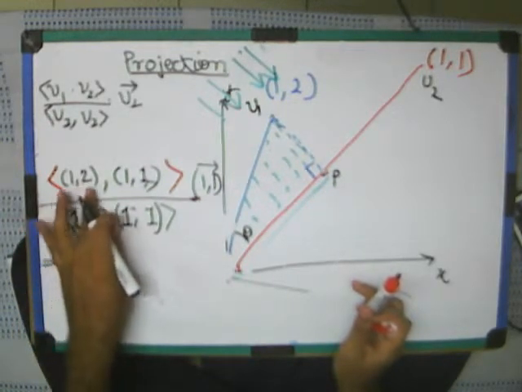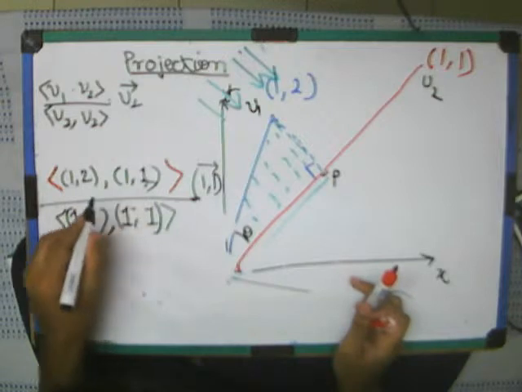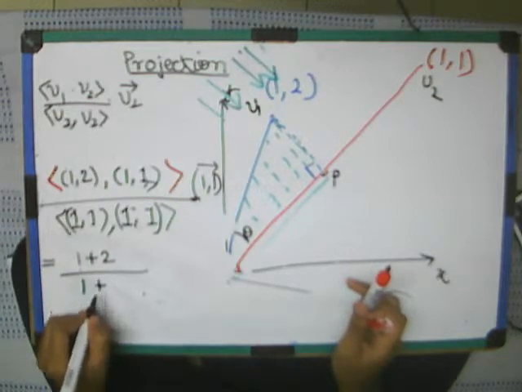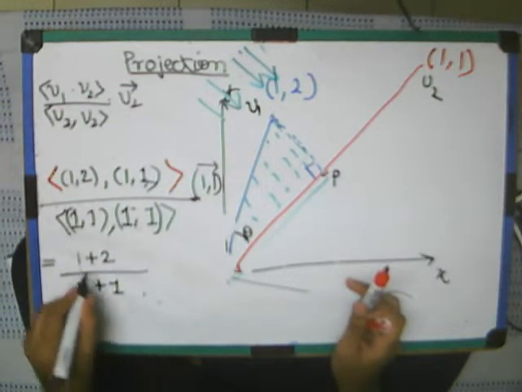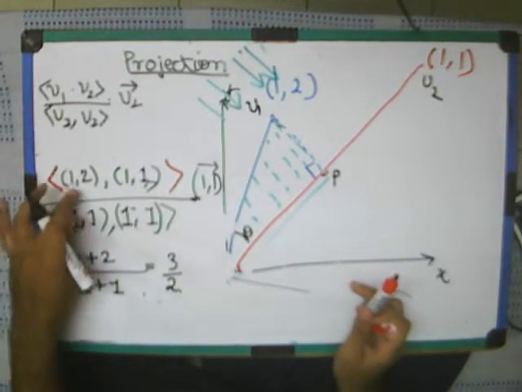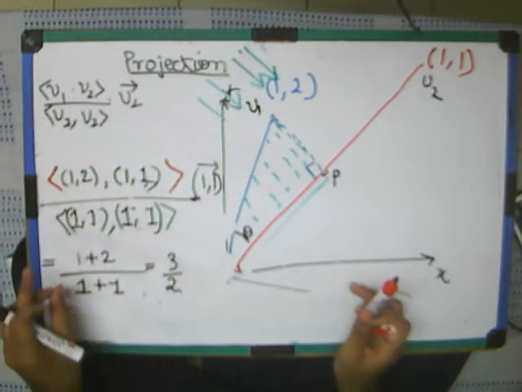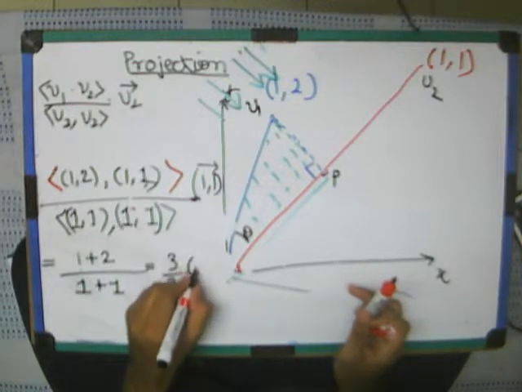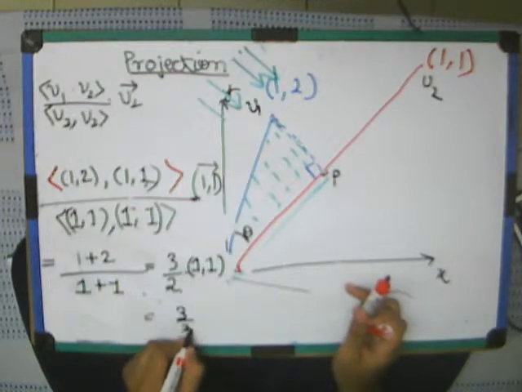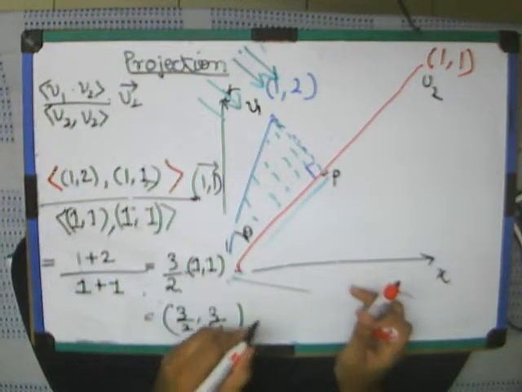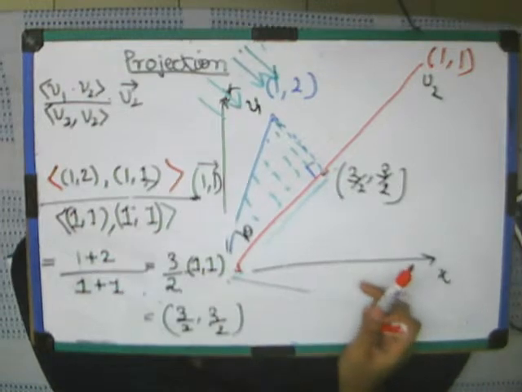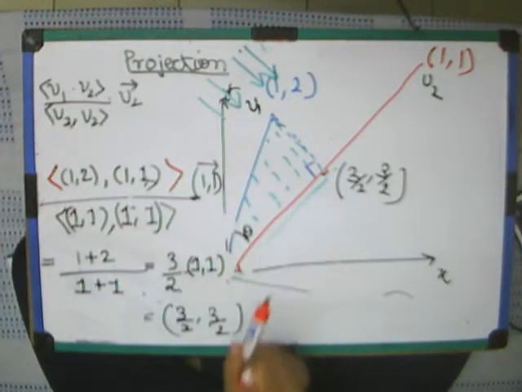So this comes out to be, just take the dot product. What is the value of this dot product coming out to be? This is 1 plus 2 divided by 1 plus 1. This is 3 by 2. 1 plus 1, 1 plus 2, 3, times the vector (1, 1). So this comes out to be (3/2, 3/2). So this vector (3/2, 3/2) is the projection of this point (1, 2) on this.